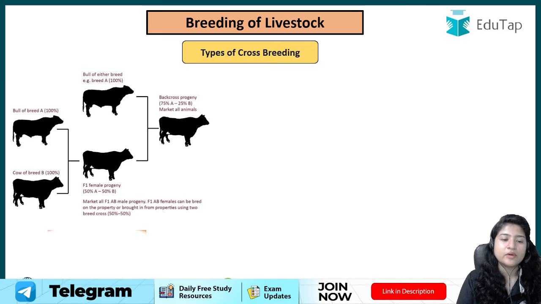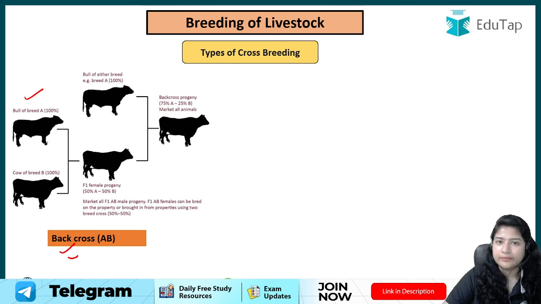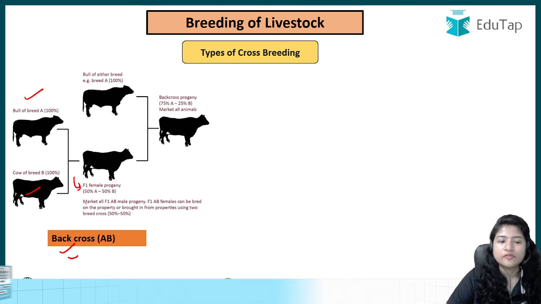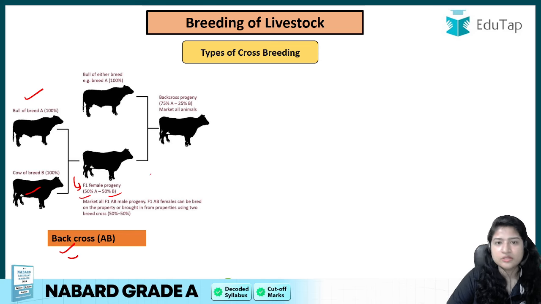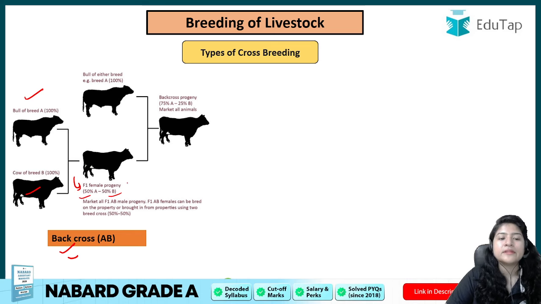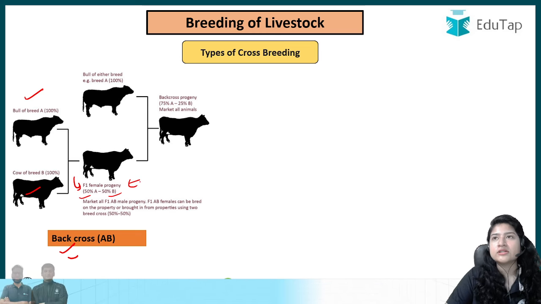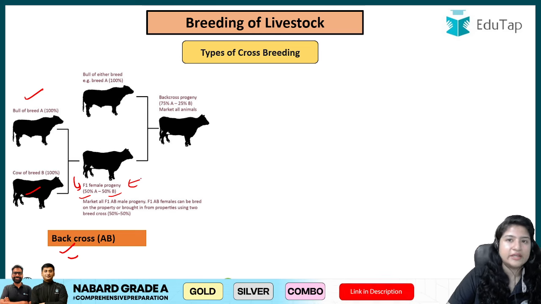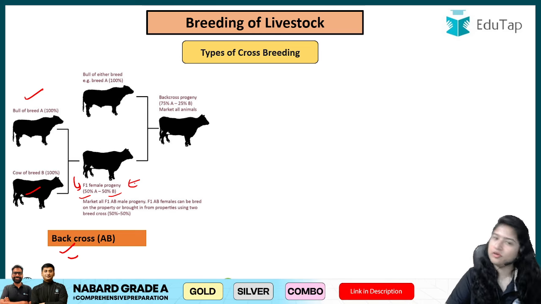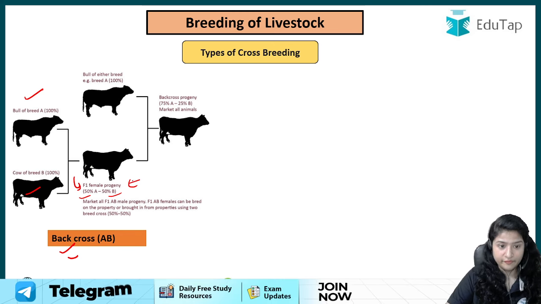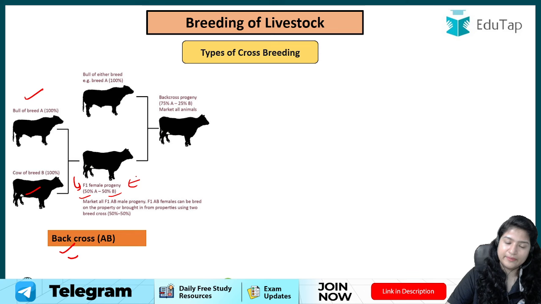Next we have one type of crossing, that is back cross, in which one breed B is taken, one breed A is taken. A and B breeds are taken, and then F1 progeny is formed, of course, which will have 50% of A and 50% of B genes. Then what happens, a female is taken from that F1 progeny. Look, it's not always necessary that when breeding is done only females are formed or only males will be formed, right? We have to take in this next step the female progeny.